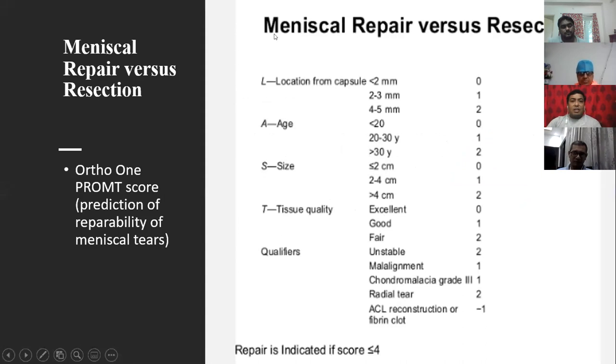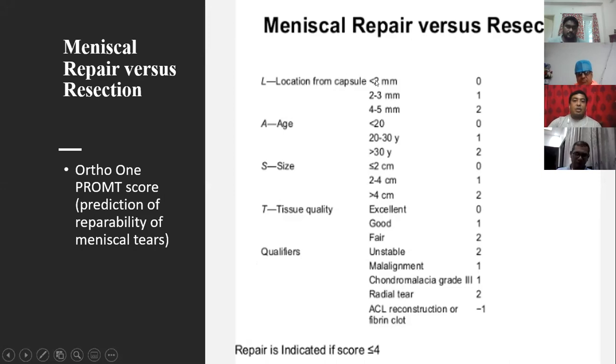Then for the decision of meniscal repair versus resection, we usually score by the PROMPT score, the prediction of the repairability of the meniscal tear. There are a few points and we count the points. If the point is 4 or less, then repair is indicated.